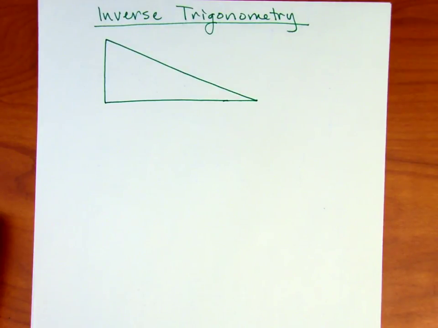I'm going to do a couple of examples of inverse trigonometry, and we're going to start off by drawing a right triangle, and I'm going to go ahead and give you two side dimensions, and what we're going to do is we're going to use inverse trig functions to figure out the angles. And so we'll go through a couple of problems just so you can get the hang of it.